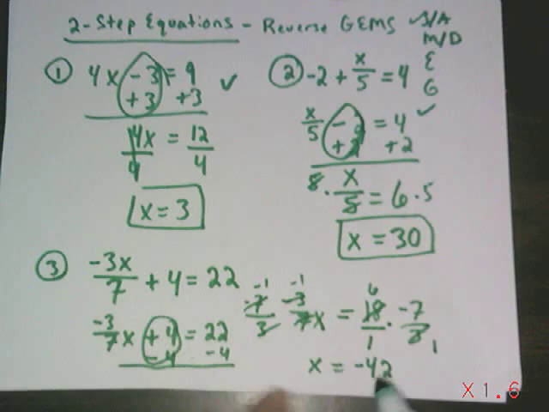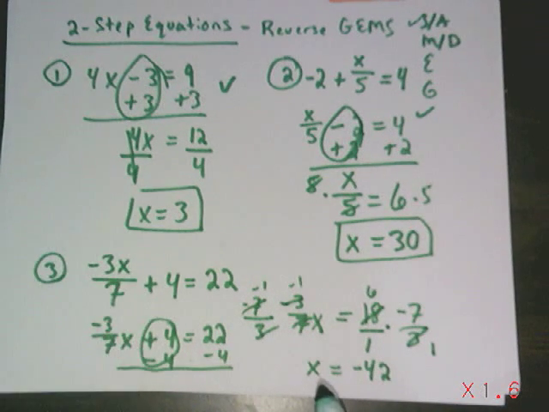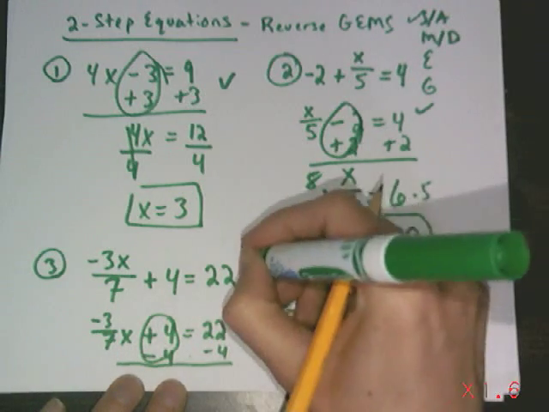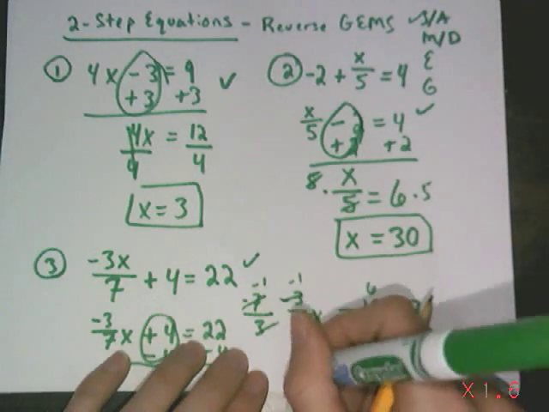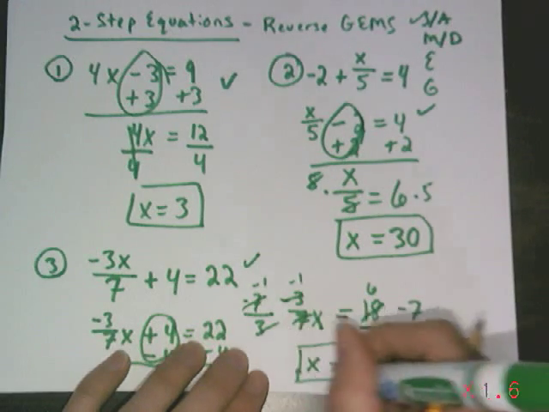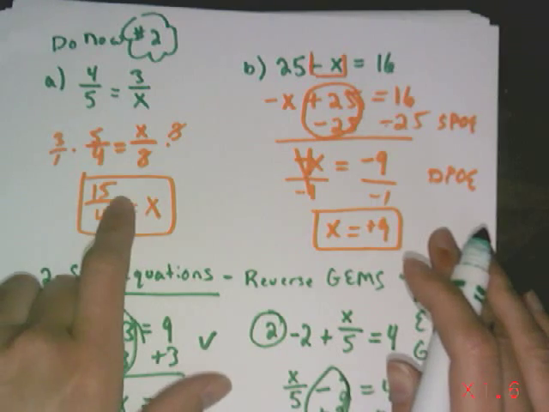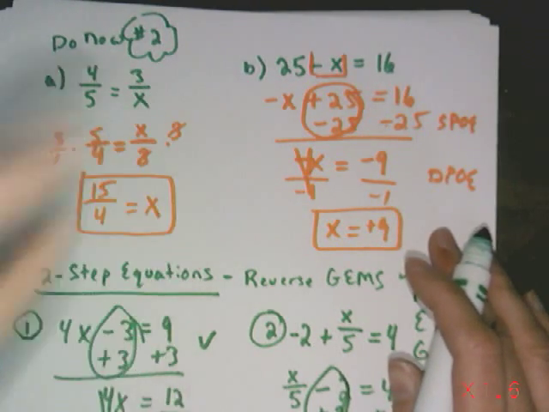So if you plug it in, -3 times -42 is a positive. If you divide that by 7 and then add 4, you're going to get 22. So be sure that you at least mentally check these before you claim it's your solution. My recommendation is if your solution is not a whole number, go ahead and substitute it in to verify.